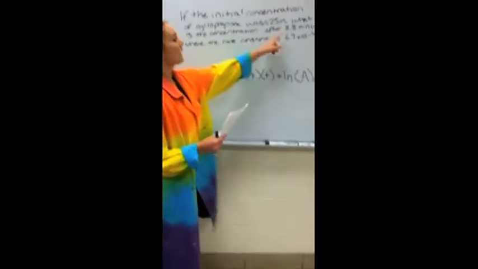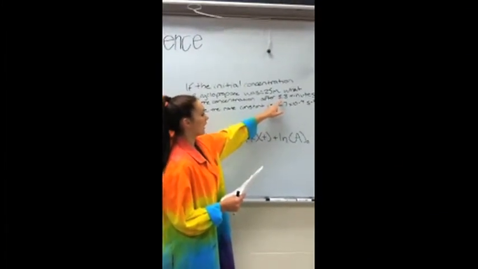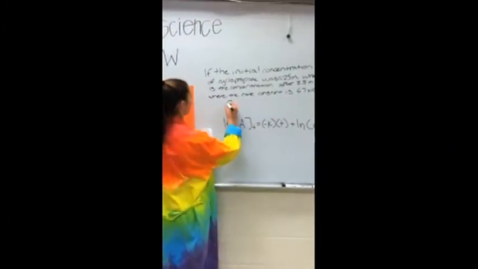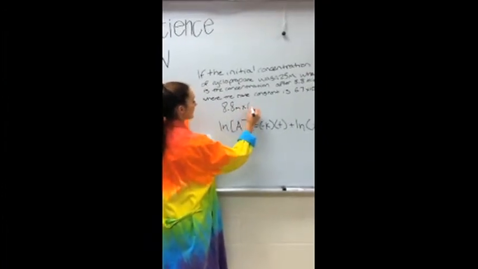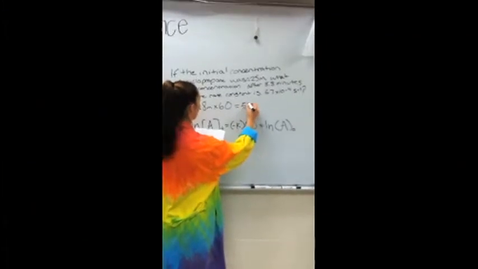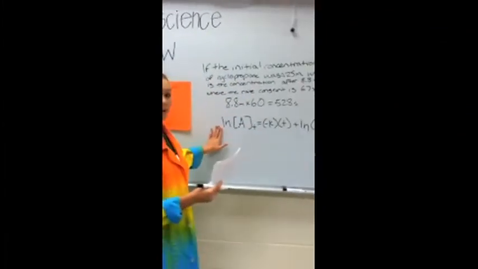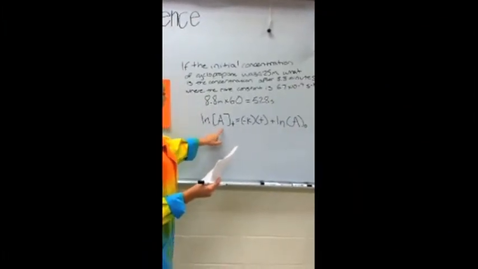So because in this problem the time is given to us in minutes, we need to change it to seconds because that's what our rate constant is in. So all you need to do is 8.8 minutes times 60, and you will get 528 seconds.